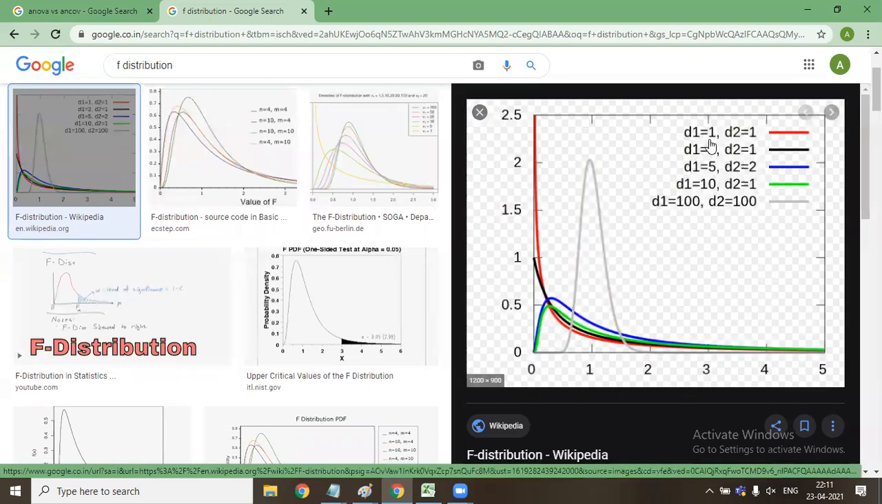It has two parameters. One is within sample and second is between sample. So D1 and D2. When D1 and D2 are 1, it is like a red kind of a thing. When it increases to D100, D200, it will start following a normal kind of distribution with time. But it will not be a normal distribution at any point of time. It will look similar, but it will be right skewed all the time.